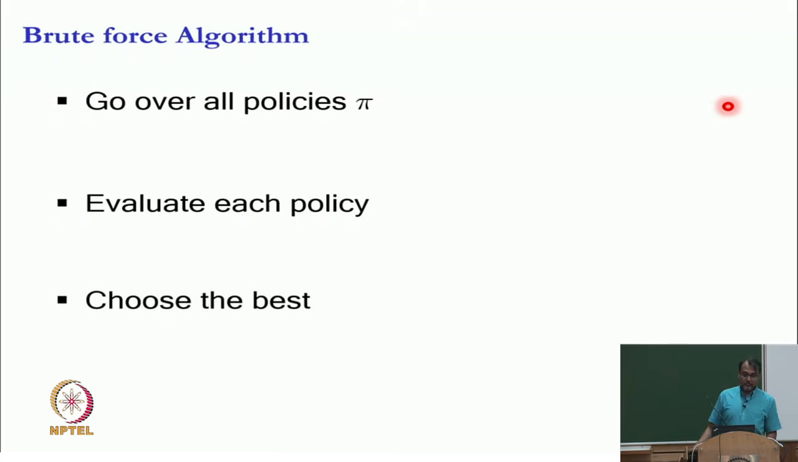Now, suppose we wanted to start creating an algorithm for an MDP. What is an algorithm? An algorithm would be computing the policy, which is the best policy, the best action to take in each state. Now, I can create a very brute force algorithm. A very brute force algorithm could be something like this. Go over all policies pi, evaluate each policy, figure out how good each policy is, choose the best policy.